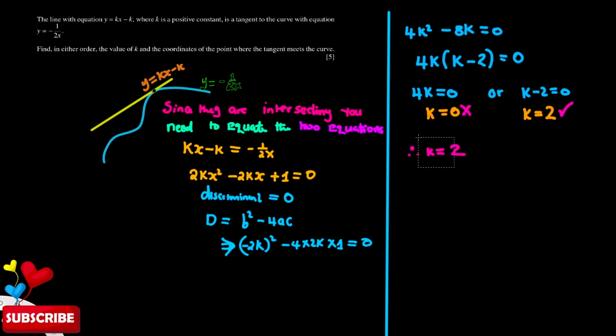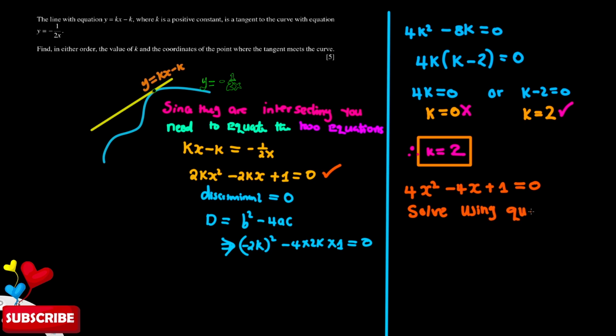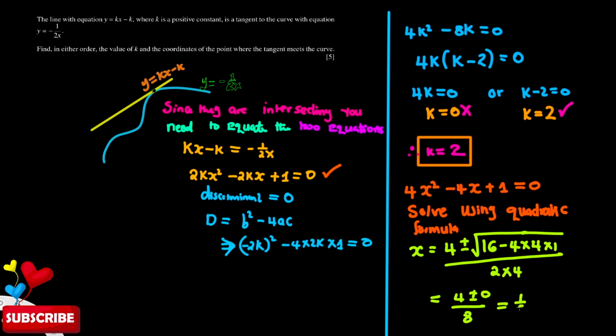Now, having that, we can substitute the value of k and get to know the kind of equation that we are having. So for instance, y equals kx is going to be y equals 2x. Let us substitute first into the equation, and if you solve this equation using the quadratic formula, we simplify as shown here, and then our value of x is going to be equal to a half.